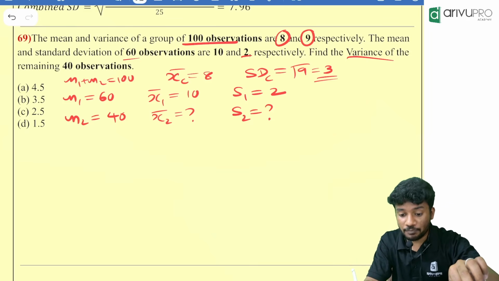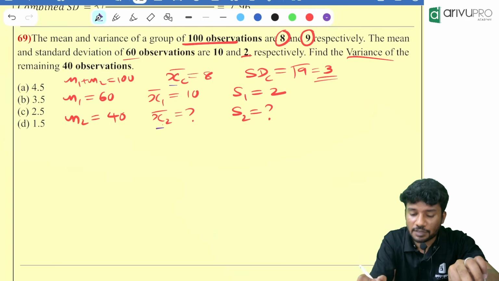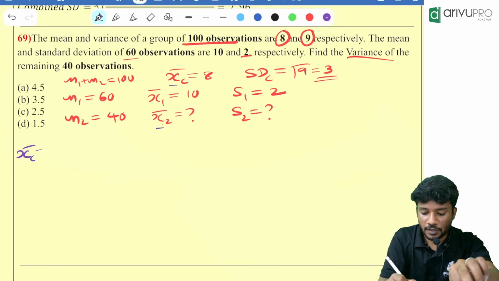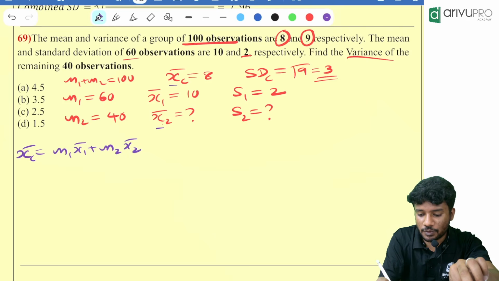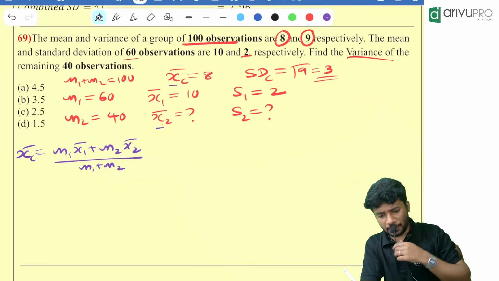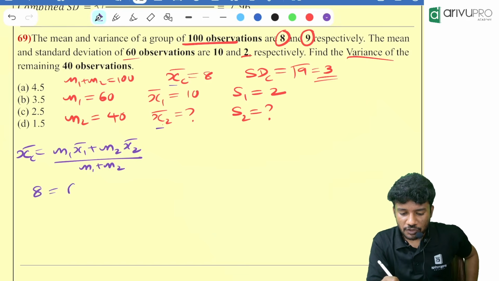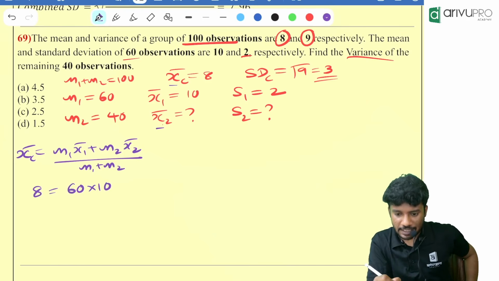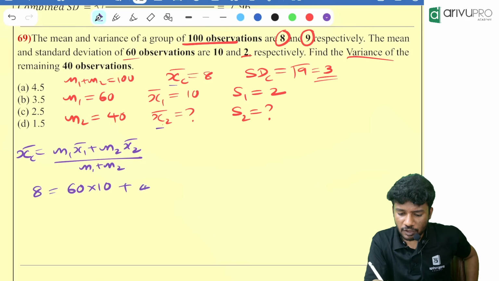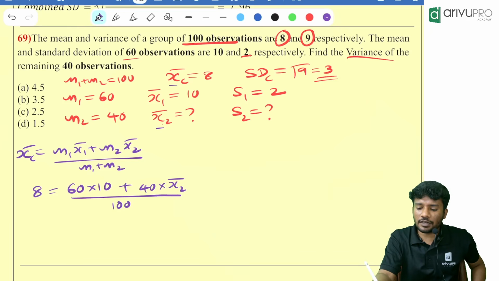How to go about it, people? For finding X2 bar, they have given us XC bar. What is the formula for XC bar? N1 X1 bar plus N2 X2 bar divided by N1 plus N2. How much is XC bar? 8 is equal to N1 X1 bar, that is 60 into 10, then plus N2, which is 40, into X2 bar, divided by N1 plus N2, which is equal to 100. Get me the value of X2 bar.